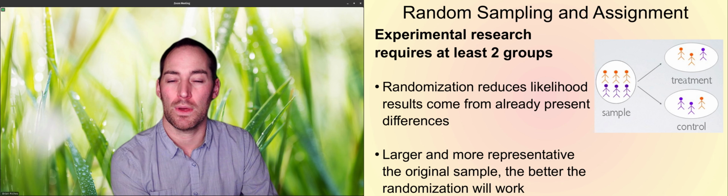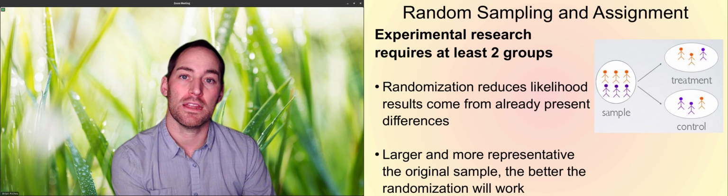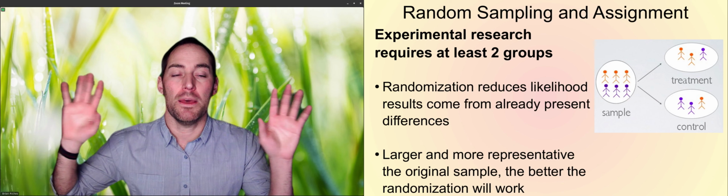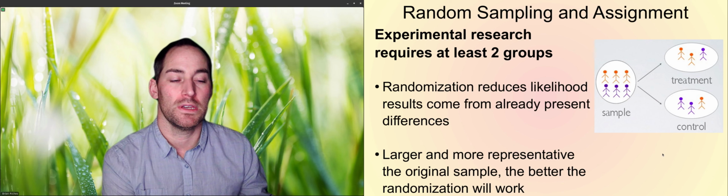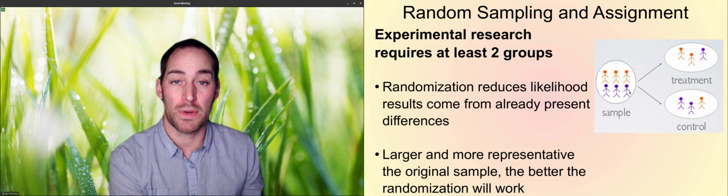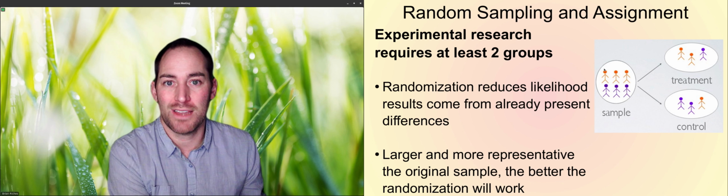All right, so with this being said, the larger and more representative the group that you are originally studying and then assigning, the better the randomization will work. So in this example, the little diagram here, we have only 6 people, right? So that's 3 orange people, 3 purple people. We cannot get a perfect mix, right? Because there's just not enough people.